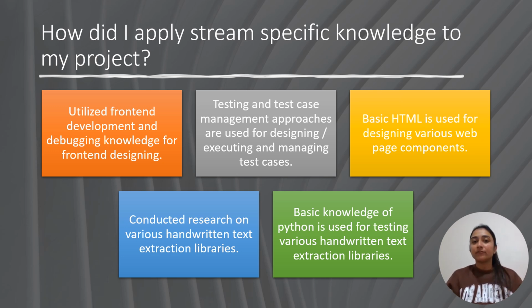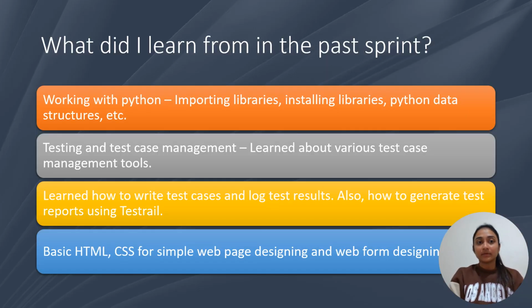After that I can identify, so I didn't have that knowledge before, but after all this research I gained a lot of knowledge about testing which can help me in the future in IT skills. I have basic knowledge of Python as well, but this time I used a lot of Python as the handwritten text extraction library. What I learned from this sprint is working with Python, importing libraries as I told, and testing and test case management, learning about various test cases and the parts of testing.